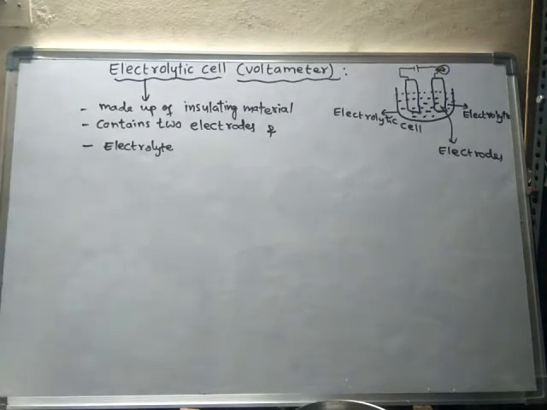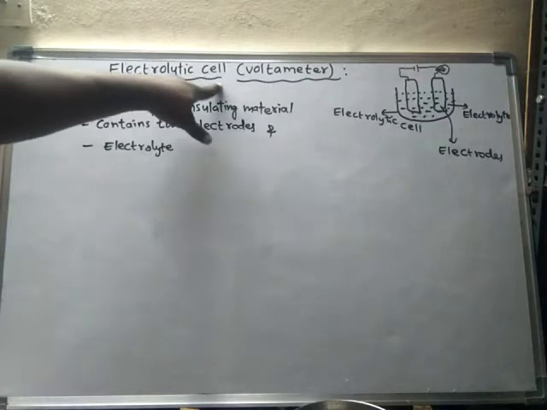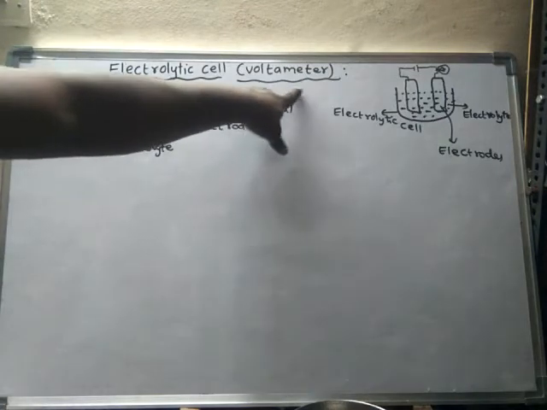We were learning about electrolysis. In that, there are certain terms related to electrolysis. We will learn those terms. So, electrolytic cell. It is also called a voltammeter.